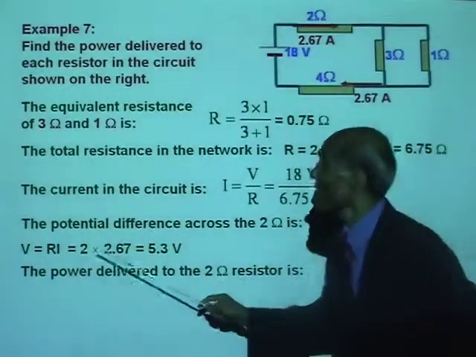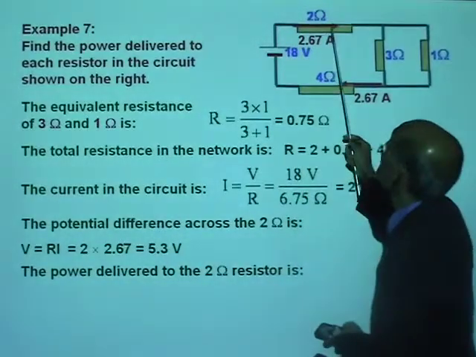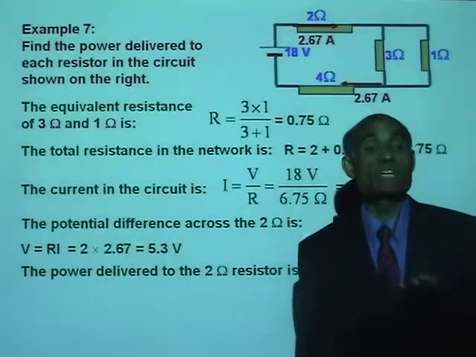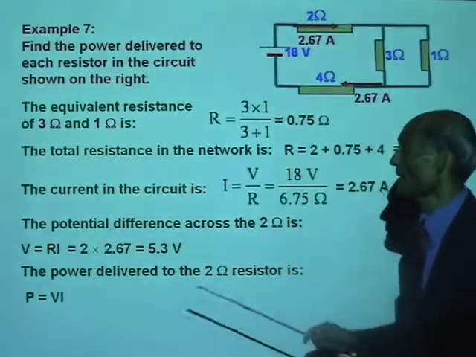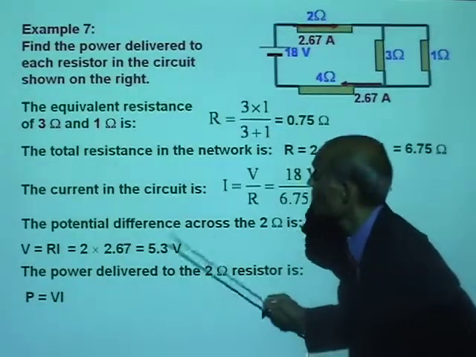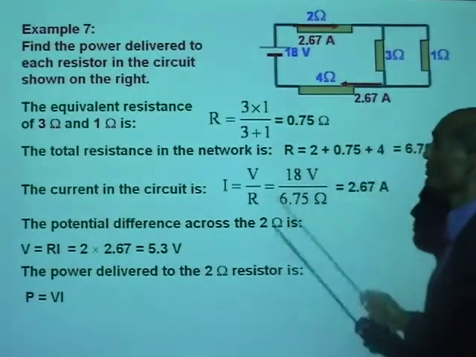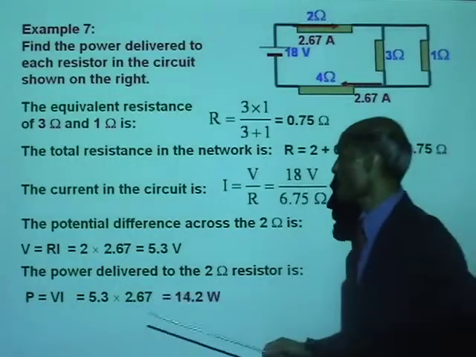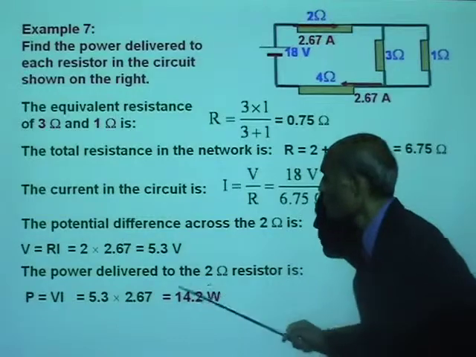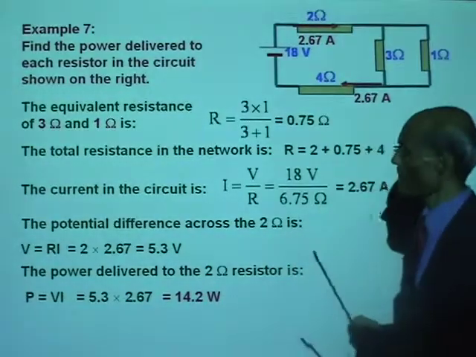And so what is the power delivered to that 2 ohm resistor? The power delivered is V times I, and you know the potential difference is 5.3 volt. You know the current is 2.67 ampere. So the power delivered to this resistor is 14.2 watt.